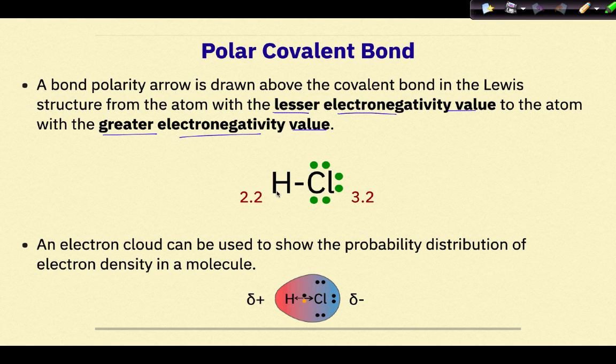So in this case, hydrogen has an electronegativity of 2.2, while chlorine has an electronegativity of 3.2. So the polarity arrow would be drawn from the hydrogen to the chlorine. A slightly negative charge would be drawn by the chlorine, and a slightly positive charge would be drawn by the hydrogen. An electron cloud can be used to show the probability distribution of electron density in a molecule. So the hydrogen has less electron density and the chlorine has a higher electron density around it, again symbolized by the sigma with a negative charge and the sigma with a positive charge.